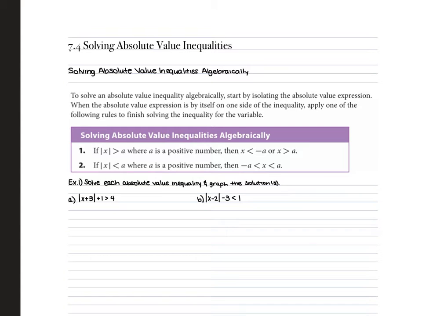7.4, solving absolute value inequalities. When we solve absolute value inequalities, we want to make sure, once again, that our absolute value is by itself. Then from there, we form two inequalities.